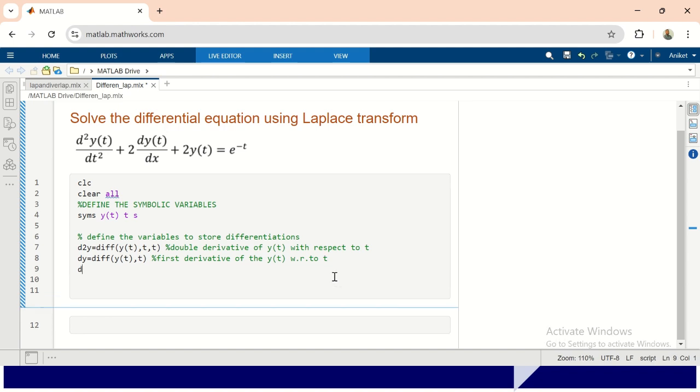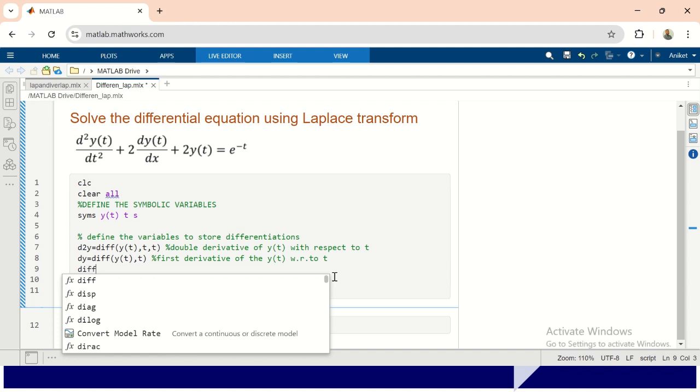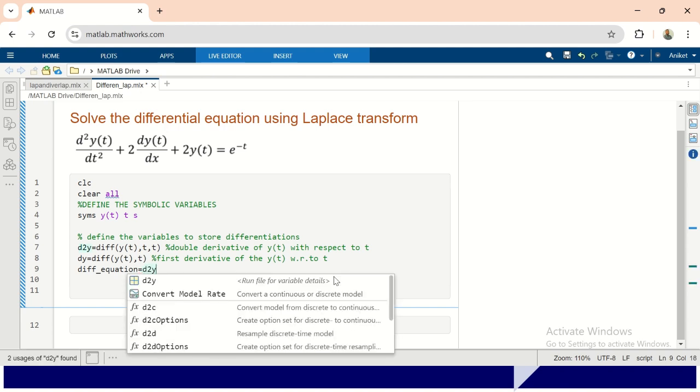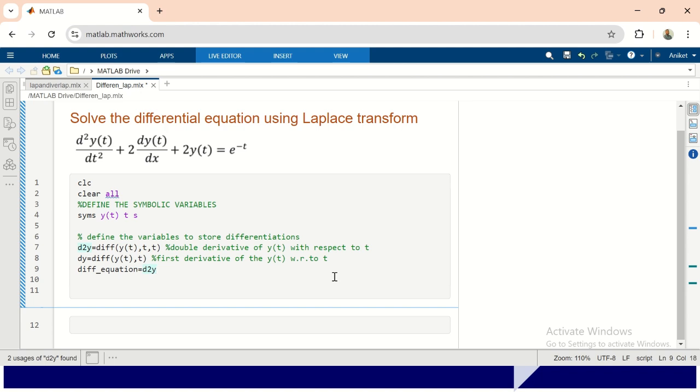Now we will write the differential equation. The differential equation is nothing but d2y, that is the double derivative of y with respect to t, plus 2 multiplied by dy, that is the single derivative of y of t with respect to t, plus, and here we have to be careful, we have to write y of t.